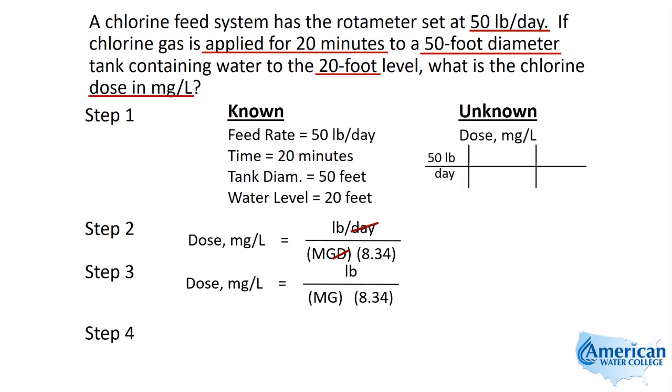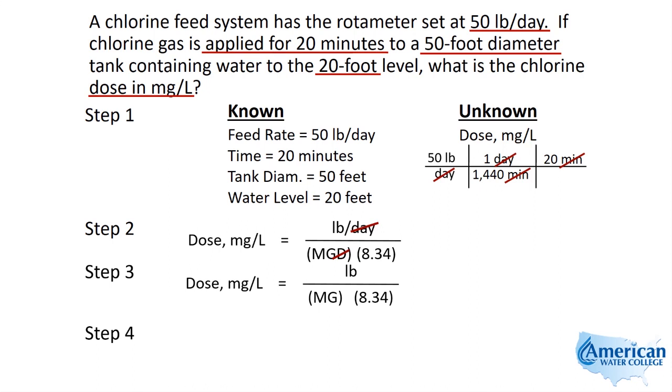So first we're going to take our 50 pounds per day feed rate, and we say that there's 1440 minutes in a day, and we fed 20 minutes. So what that does is that gives us our total pounds.